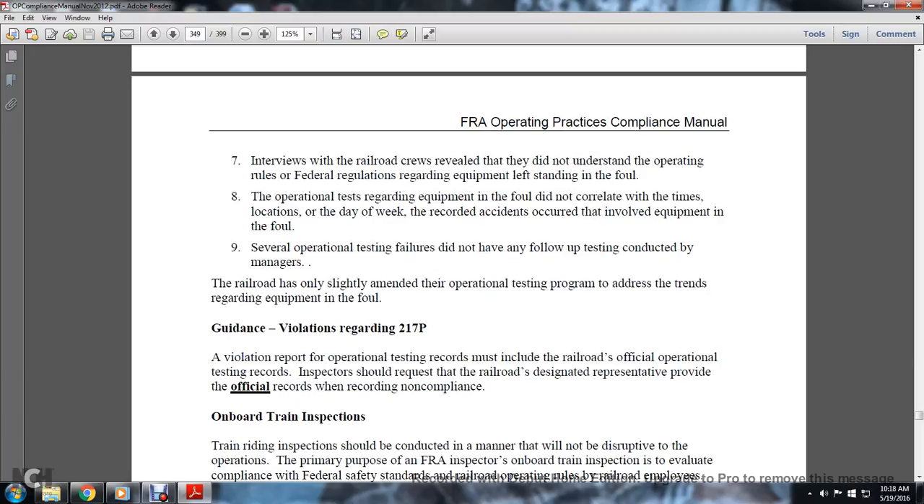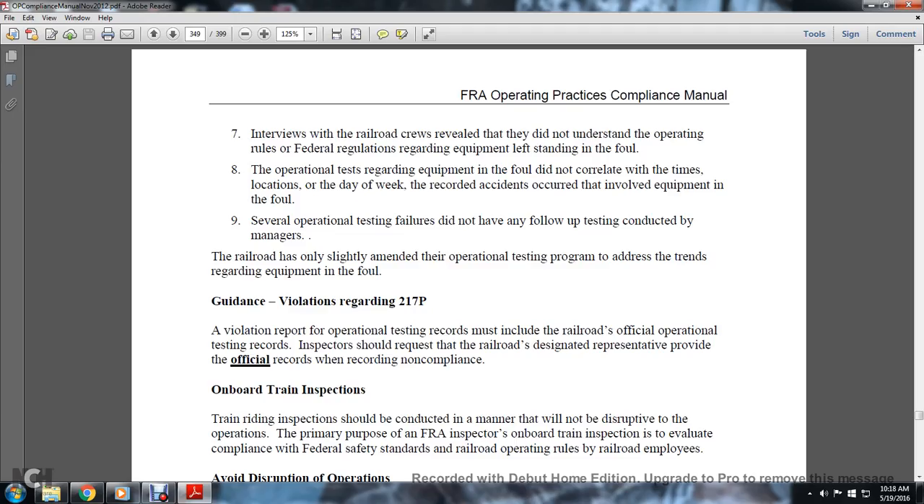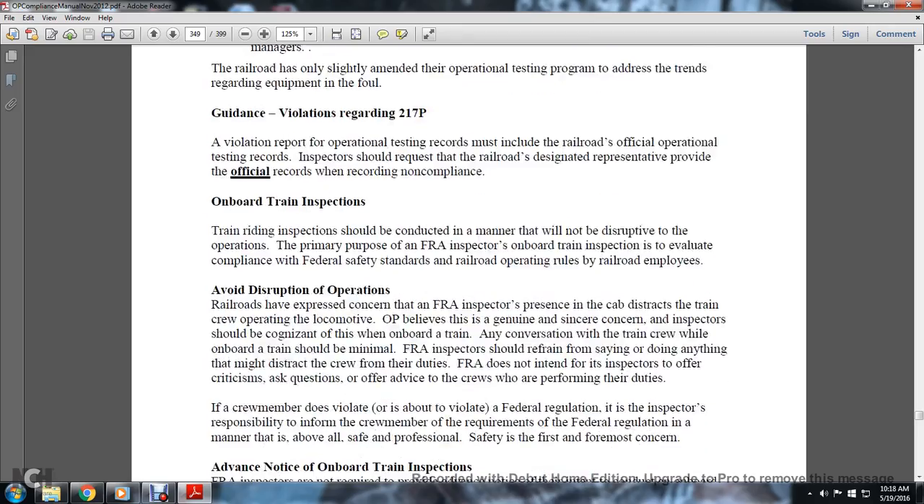Operational testing regarding equipment in the foul did not correlate with all the times and locations, once a day of the week. The accidents recorded involved equipment in the foul. Several operational testing failures did not have any follow-up. The railroad has only slightly amended its operational testing program to address the trends regarding equipment in the foul.